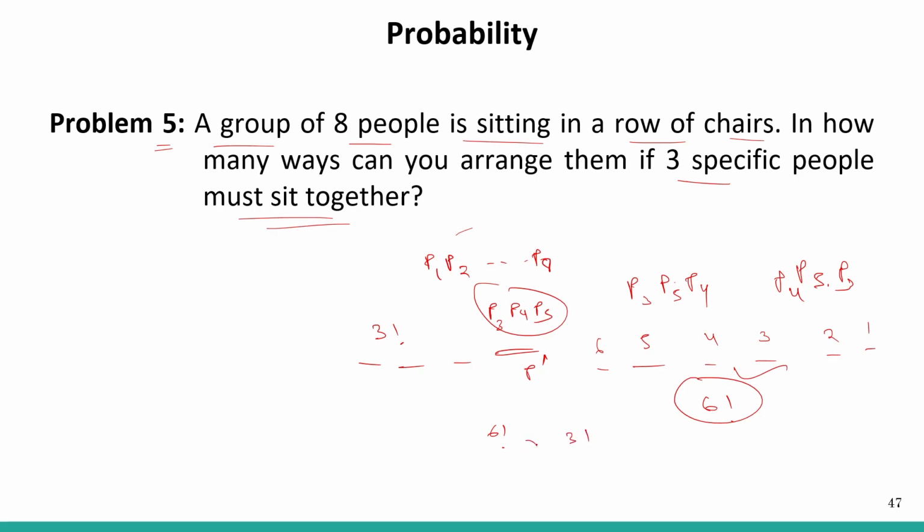So this is multiplied with 3 factorial to get the total number of ways. Okay, they must sit together. So it will be equal to 6 factorial into 3 factorial. So this will be the actually correct answer.